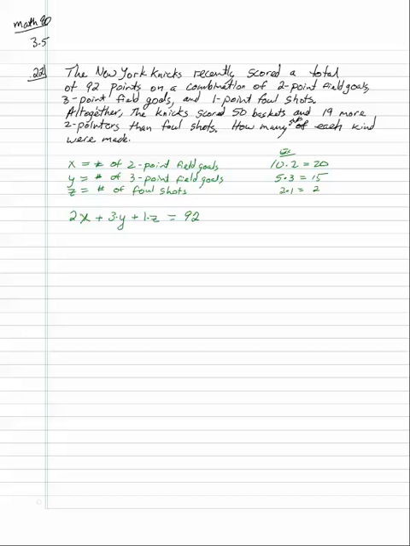I also know that they scored 50 baskets total. So that's of all 3 types. And there were 19 more 2-pointers than foul shots. So foul shots, that's z. 19 more 2-pointers than foul shots. So I've got to do z foul shots.